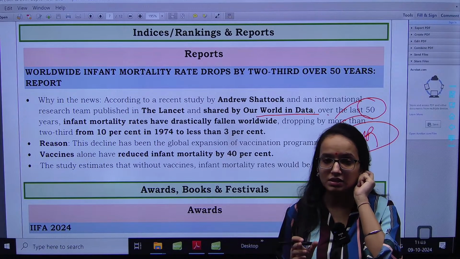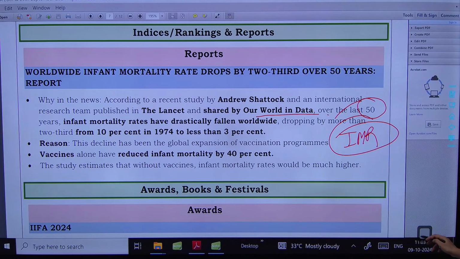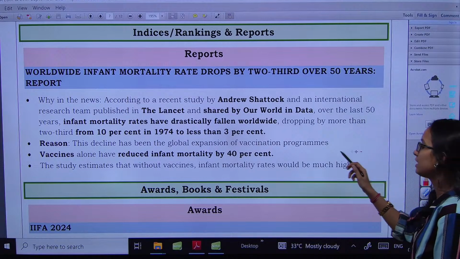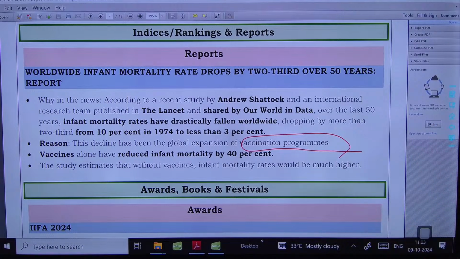That highlights the medical advancement and that the people are being able to afford these services. Also vaccination programs, of course, as I told you, medical advancement. Global level, if you see, the vaccination programs, they have expanded a lot. So this is one of the results.